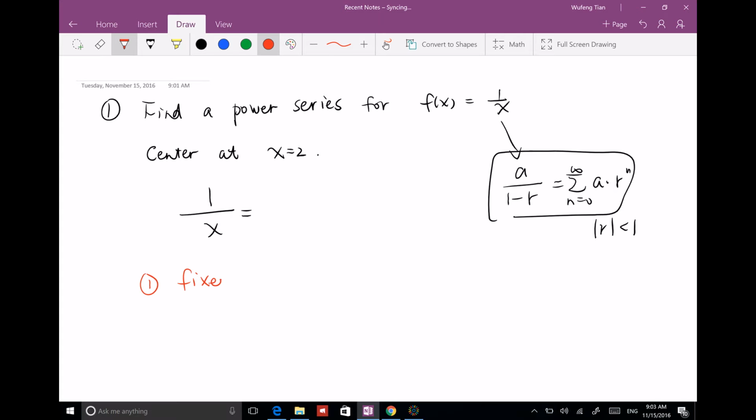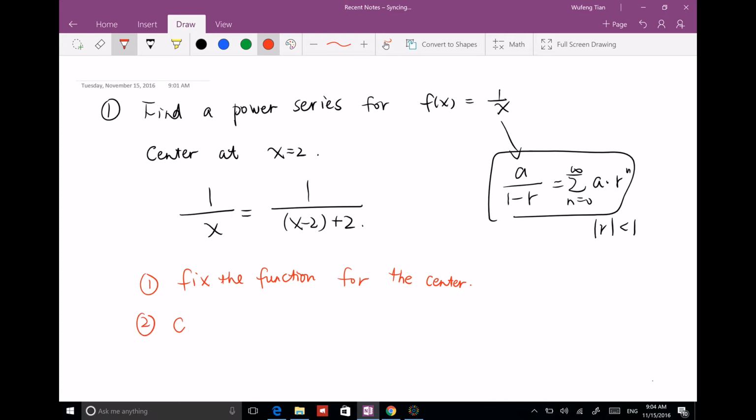Okay, first step, fix the function for the center. So what do we have? What do we do first to fix the function for the center? We get 1 over, because the center is x minus 2, so it's going to be x minus 2 plus 2. Okay.